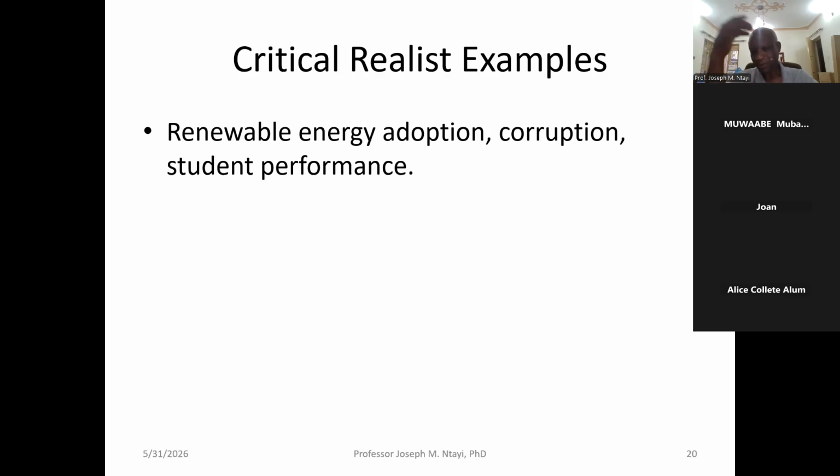So that's an example rooted in corruption that can actually warrant what we call the critical realist perspective, so that you go into these underlying mechanisms through which corruption thrives, ladies and gentlemen.